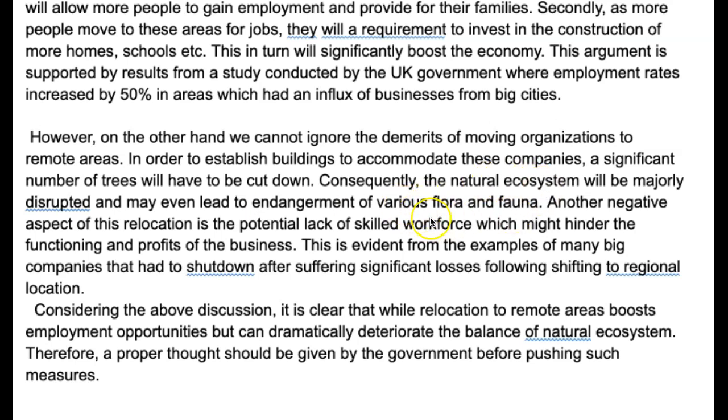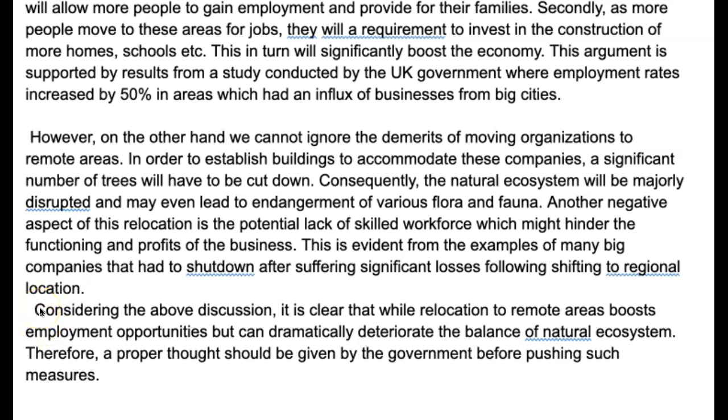Great terms there. Another negative aspect of this relocation is the potential lack of skilled workforce, which might hinder the functioning and profits of the business. Beautiful. This is evident from the examples of many major multinationals that had to shut down after suffering significant losses following shifting to regional locations.